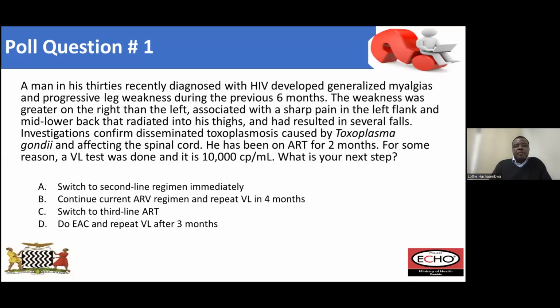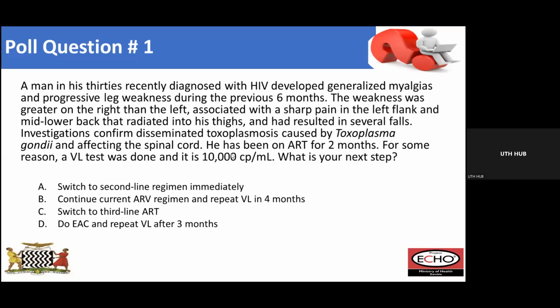Investigations confirm toxoplasmosis, which is caused by Toxoplasma gondii, one of the stage 4 conditions. We are used to cerebral toxoplasmosis, but in this case it was toxoplasmosis affecting the spinal cord. There's extracerebral involvement. The patient has been on ART for 2 months, and for some reason, viral load was done at 2 months, and it shows a viral load of 10,000 copies per ml. What's your next step?